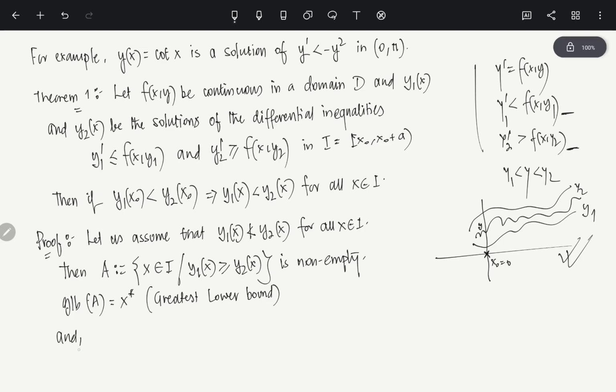And you also know that x naught... what is the relation between x naught and x star? x naught is strictly less than x star. Why? Because at the point x naught, y1 of x naught is strictly less than y2 of x naught. Clear? So x star has to be greater than x naught, right? And what happens to y1 and y2 at x star? Since it is the GLB, y1 at x star equals y2 at x star. It has to be, because y1 and y2 are continuous functions.